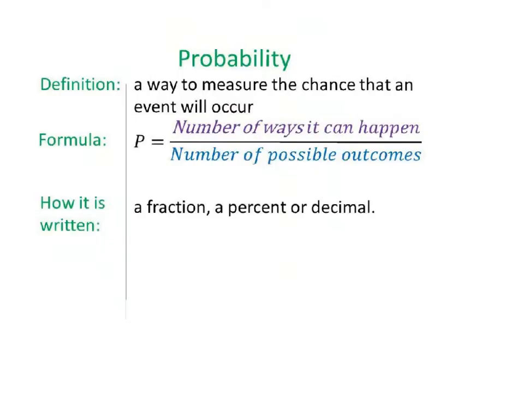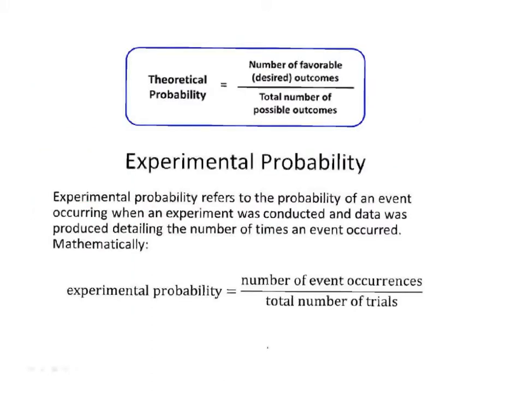First, let's write down the definition of probability. It's a way to measure the chance that an event will occur. The formula that we use is the number of ways it can happen over the number of possible outcomes. And we can use a fraction, a percent, or a decimal to show probability. However, most of our answers today are going to be in fraction form. There are two types of probability.